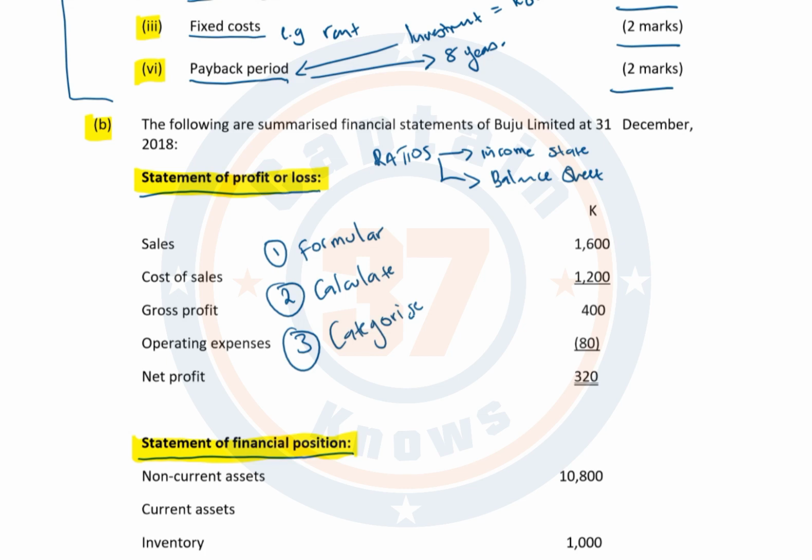Ratios. Okay, now what are ratios? Ratios are simply a financial measure that a business is going to use to assess or evaluate its performance over a period of time, or indeed its performance against other types of businesses. And that's what ratios are.